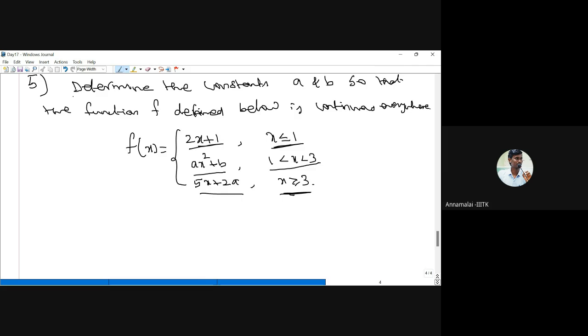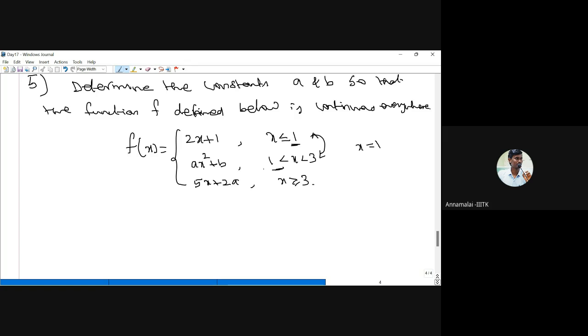Now, what are the points we have to check for continuity? We have to connect these two functions. We have to connect these two curves. Finally, we get continuous. Okay. So at which points do we have to connect? In the first two intervals, we have to check the endpoints: the endpoint of this one and the starting point of this one. Therefore, we have to check what happens if x equals 1.